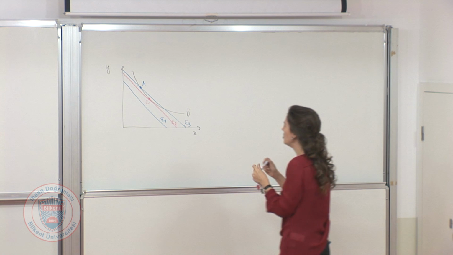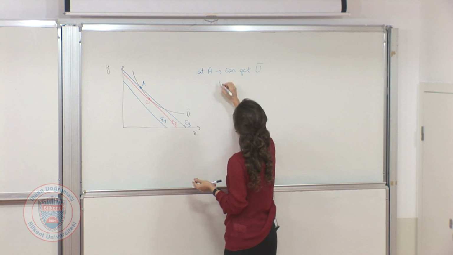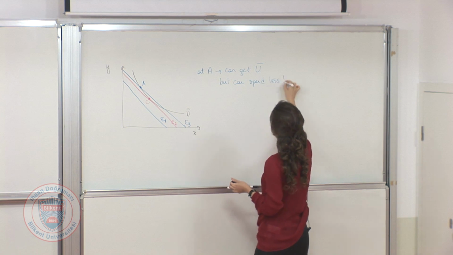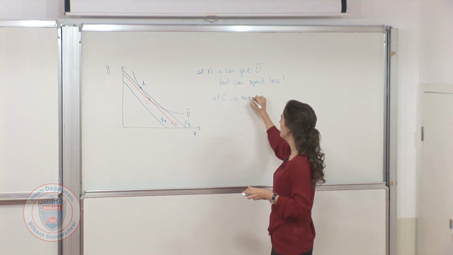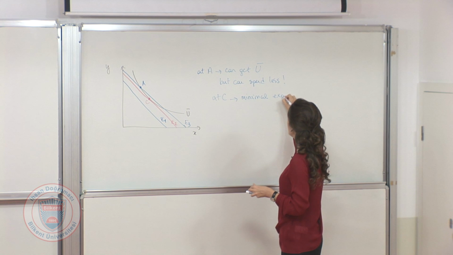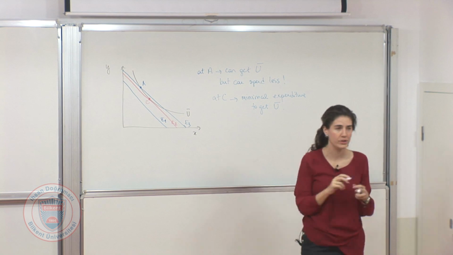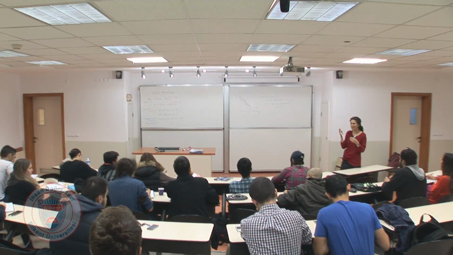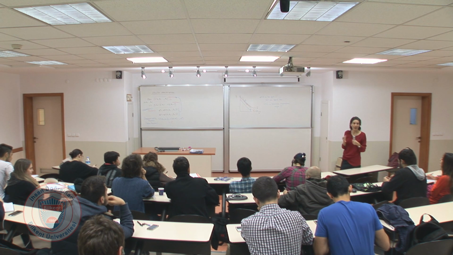So at A you can get U bar, but you can spend less, right? And basically at C, it's actually the minimal expenditure to get utility level U bar, okay? So does that point C look familiar? It looks like the point we considered in the utility maximization problem, right?